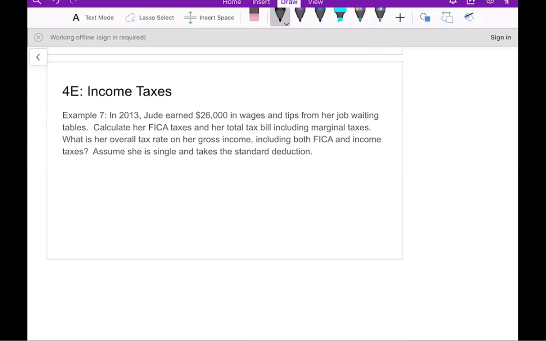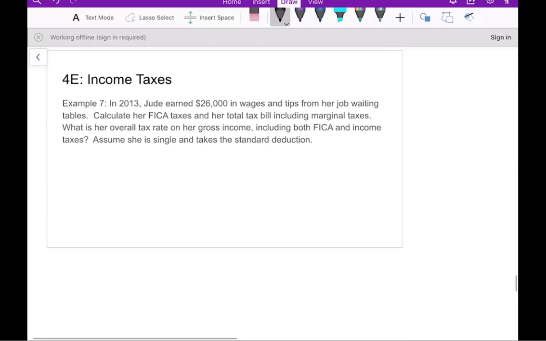So in 2013, Jude earned $26,000 in wages and tips from her job waiting tables. Now we want to calculate her FICA taxes and her total tax bill, including the marginal taxes. Okay, what is her overall tax rate on her gross income, including both FICA and income taxes? Assume she is single and takes the standard deduction. So her wages came out to be $26,000.